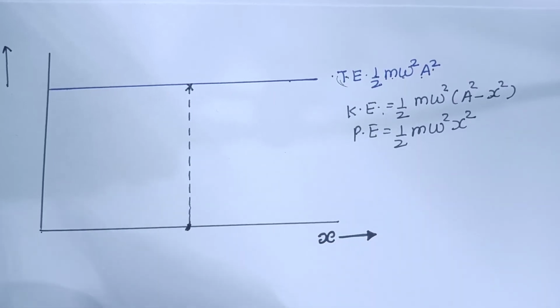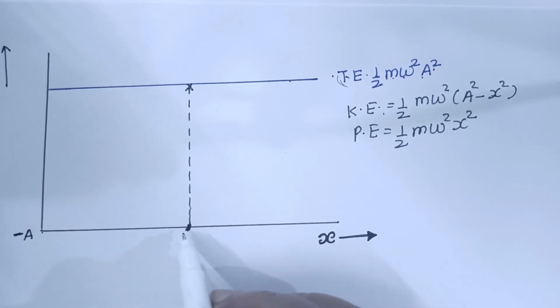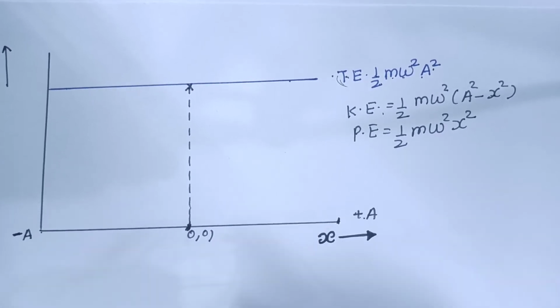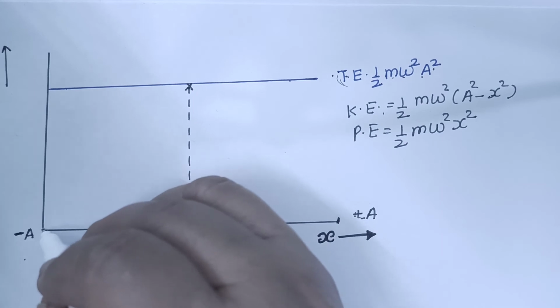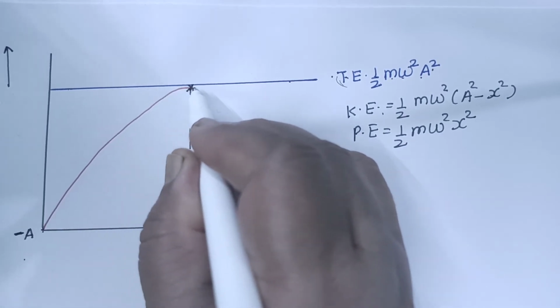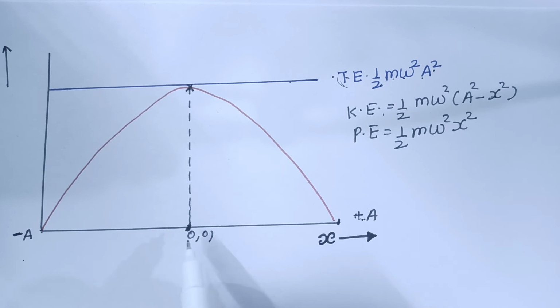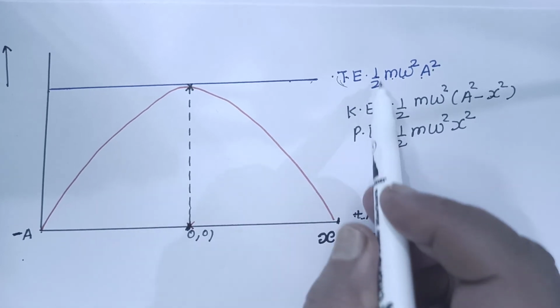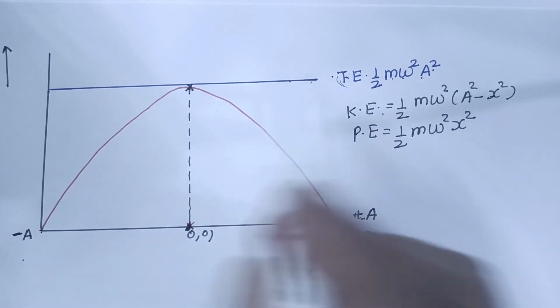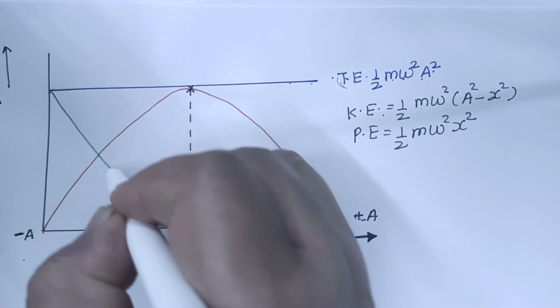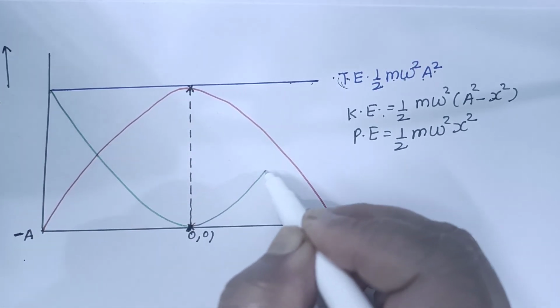But at extreme position, that is, if you take this as minus a, this as origin, and this point as plus a, the amplitudes of the two sides, then kinetic energy will follow the variation according to the graph like this. While potential energy is minimum at origin and maximum at extremes, equal to half m omega square a square. So potential energy can be plotted as the graph of this shape.